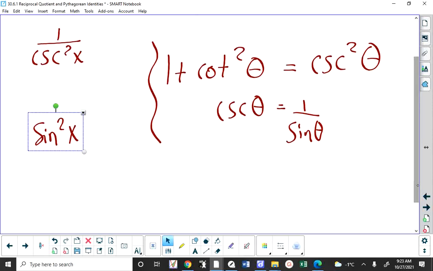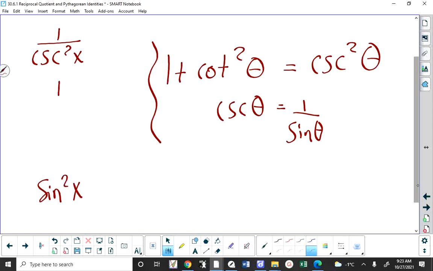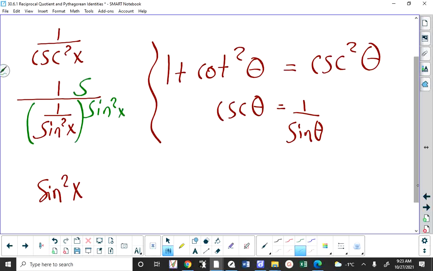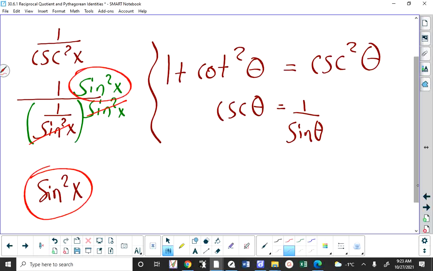If you don't see that, then where there is a cosecant of x, you are going to put 1 over sine of x. I'm not going to write an extra step. If cosecant is 1 over sine, cosecant squared is 1 over sine squared. Now you have this complex fraction, which we can simplify by multiplying the top and the bottom by that sine squared of x. The sine squareds on the bottom cancel, and you're simply left with the sine squared on the top. Does that make sense?